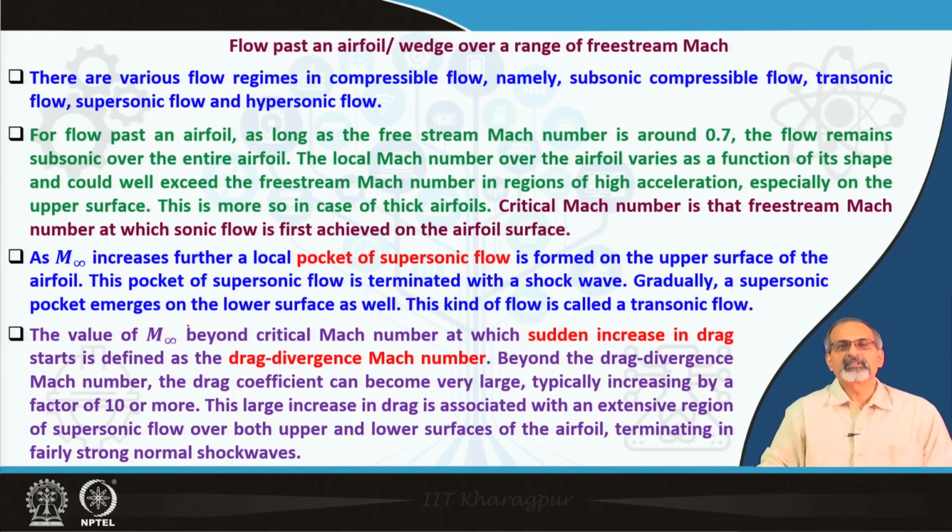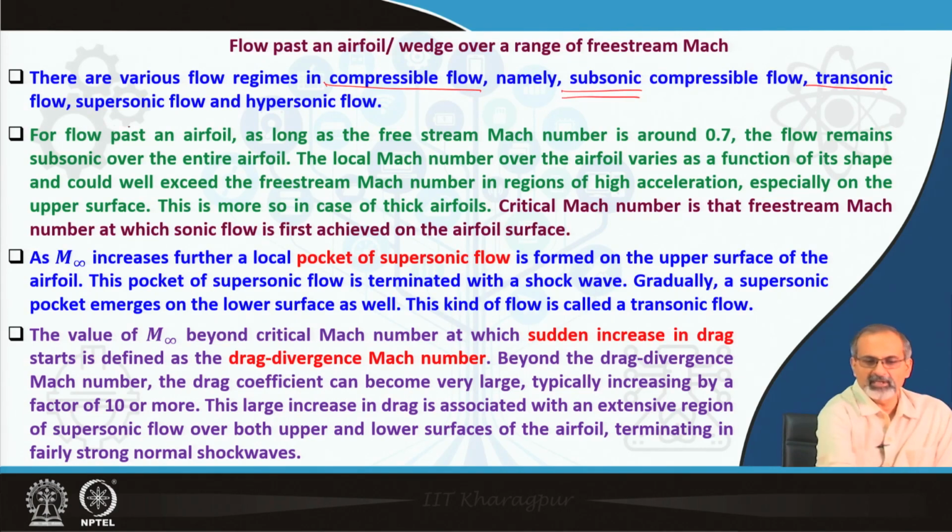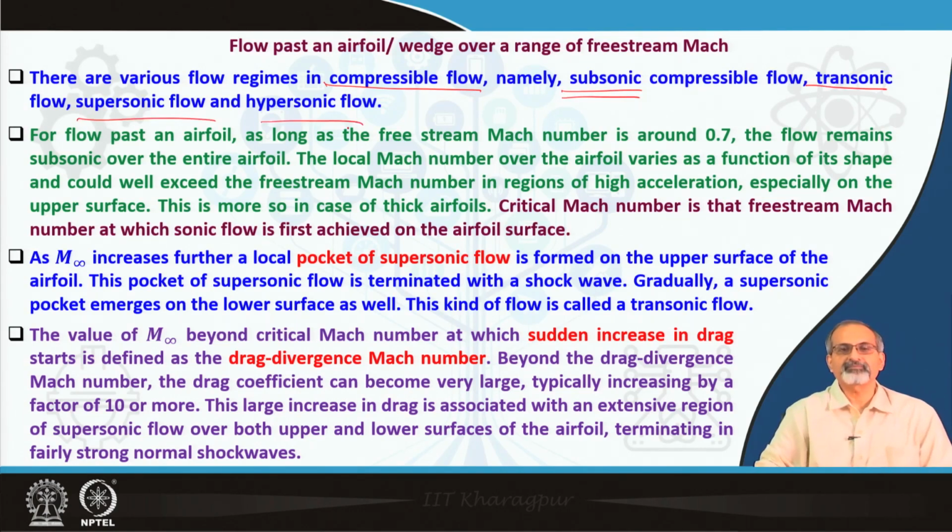There are various flow regimes in compressible flows. If you look at the lower Mach number regimes, we start from compressible subsonic flows, moving on to transonic, supersonic and hypersonic. If you were to consider flow past an airfoil, which is usually considered to be a more efficient geometry for flying at subsonic speeds, as long as the free stream Mach number is confined to around 0.7, the flow remains subsonic over the entire airfoil.